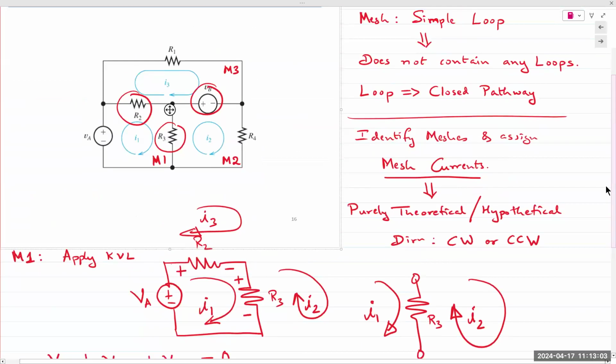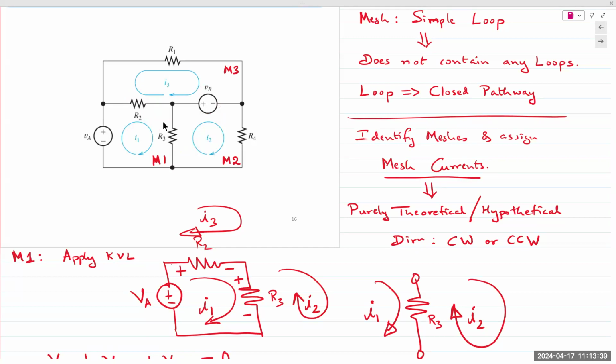Let's do a brief recap. How many meshes in the circuit? 1, 2, and 3. Identifying meshes is easier than identifying nodes because it's a closed pathway, and the closed pathway does not have any other pathways inside it. So a mesh is a closed pathway that does not have any other pathways inside it. 1, 2, 3, 3 meshes. I label them. We have assigned currents I1, I2, I3. Typically, I would simply choose clockwise direction for all the mesh currents in the circuit.